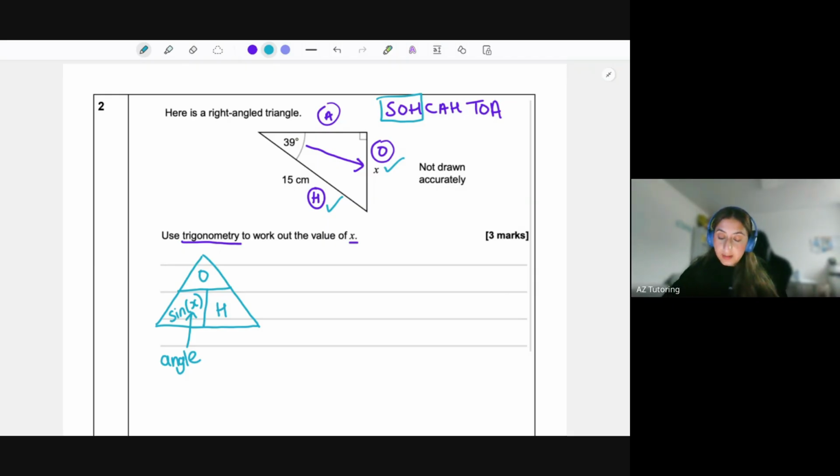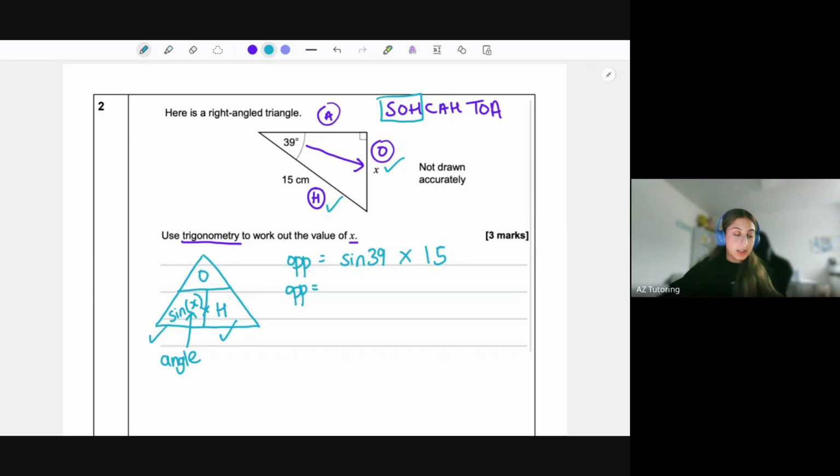So in this case, I've got my angle given to me, and the hypotenuse is given to me. I need to find the opposite side. So the opposite side is sine of x, sine 39, times by my hypotenuse side, which is 15. That's why I've used the triangle, so I can see clearly how I am rearranging. Therefore, the opposite side is just going to be sine 39 times 15.